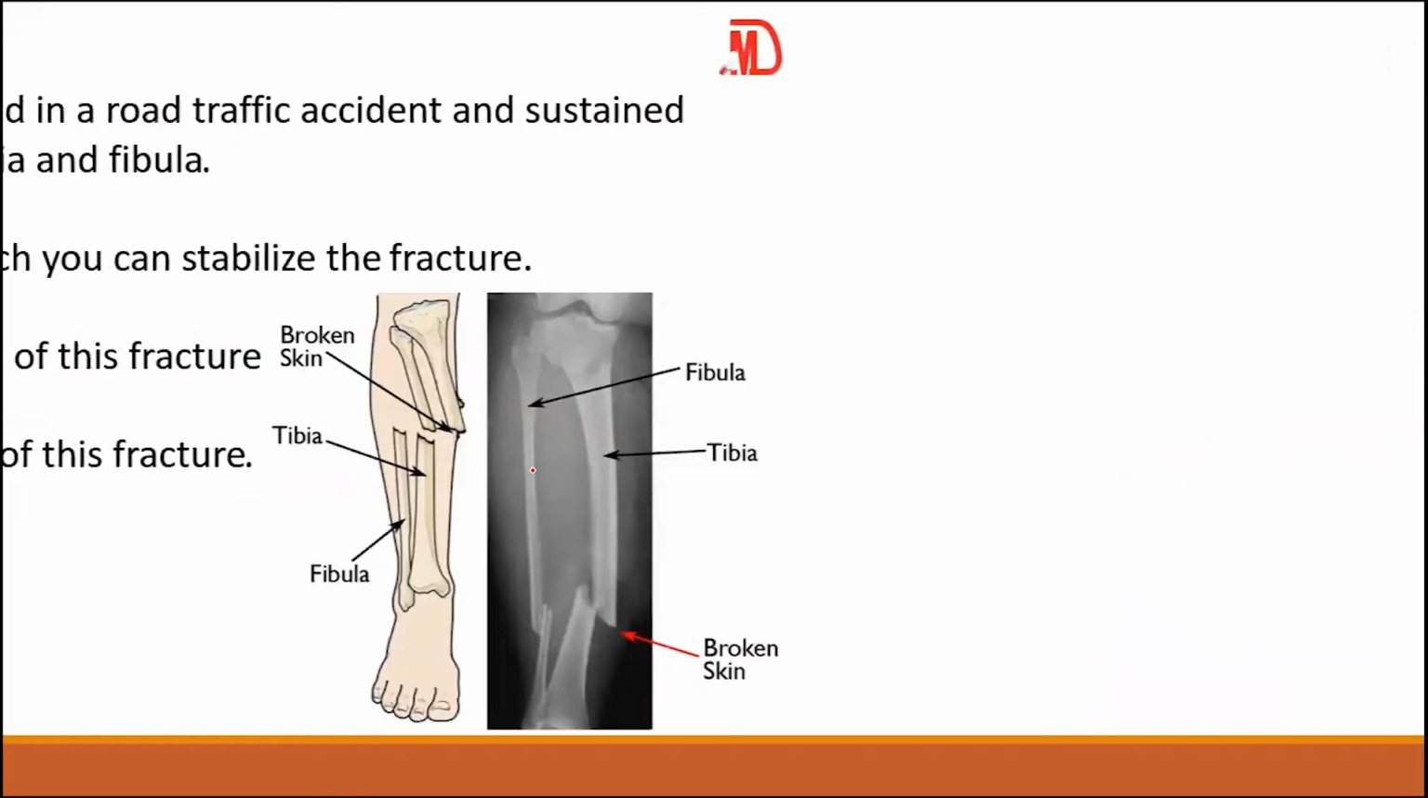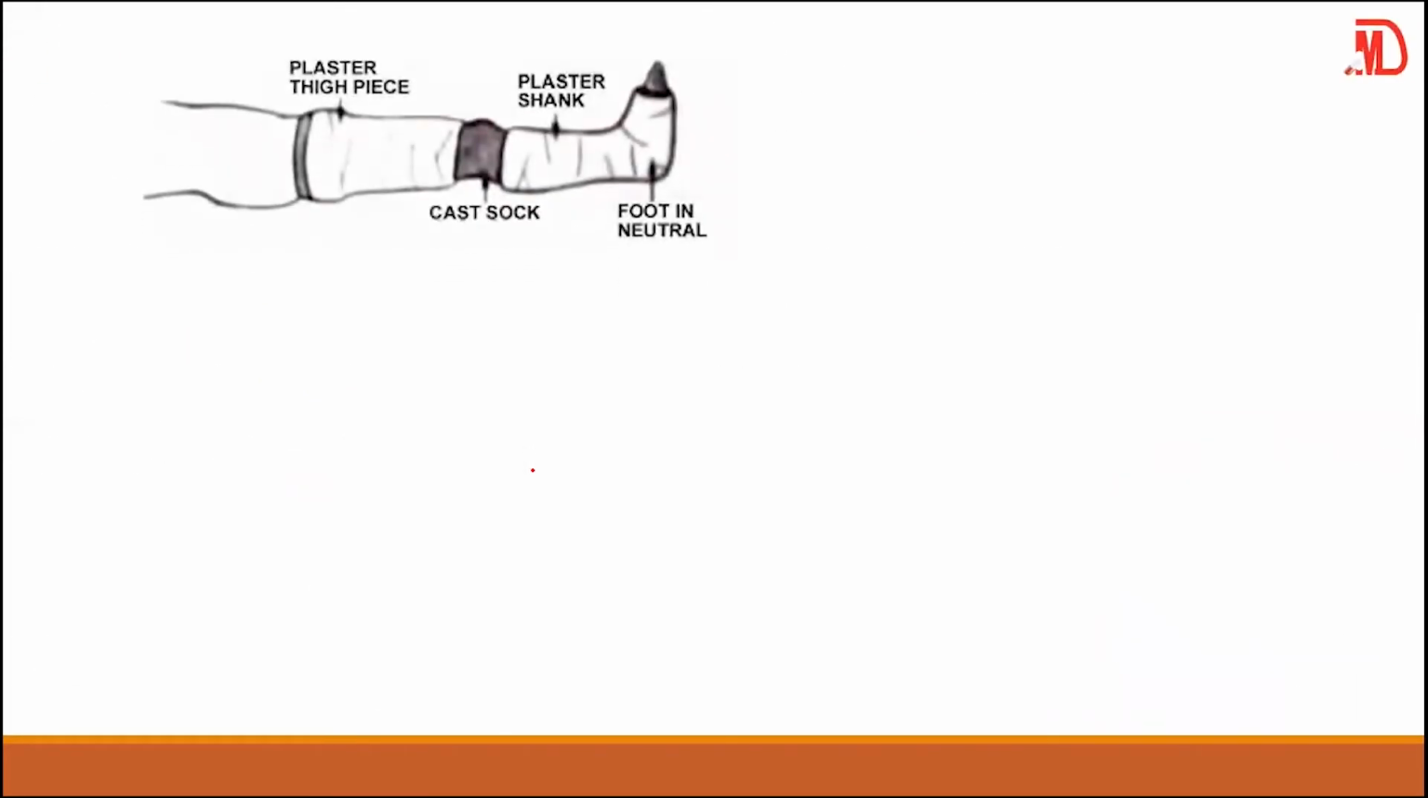All right. Good. So this is just a diagram to show you what we talked about in the stabilization of a fracture. This is the patella bearing plaster. If you can see over here, we have applied the POP above and below the knee. So it helps to stabilize the thigh and the leg, but leaving the knee so that you can bend it.